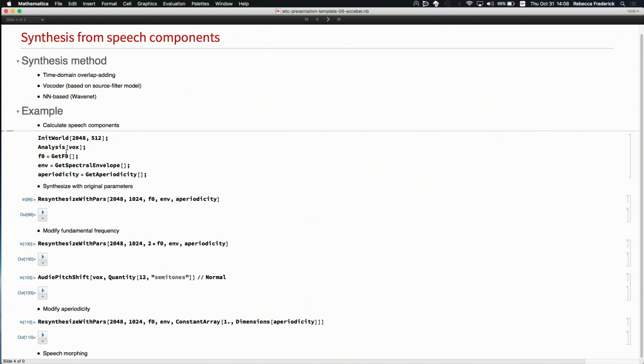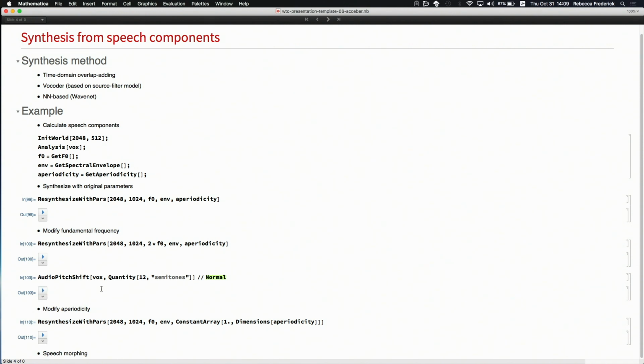So several methods exist for synthesizing speech. Our vocoder uses a source filter-based method and basically convolves the periodic component of the signal along with the filter response, or along with the excitation signal, which it computes from the three parameters I just mentioned earlier. There are also neural net-based methods for synthesis, which we'll hopefully look into adding in the future.